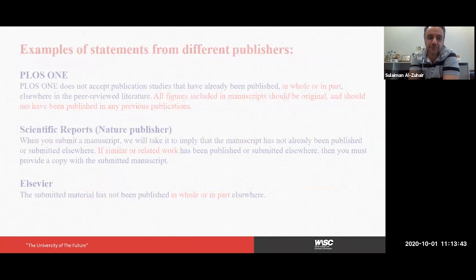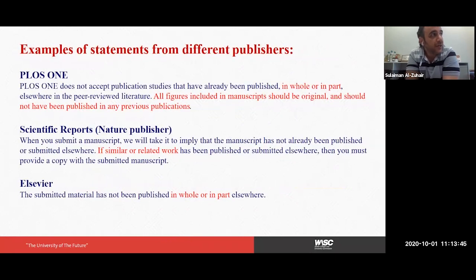I'll give you examples of what you sign on in a copyright form when you publish a paper. These are some of the examples, but every publishing house asks you to sign a copyright, and that's what is written. For example, PLOS ONE, which is one of the prominent journals, says: PLOS ONE does not accept publication of studies that have already been published in whole or in part. And that's the important point here, in whole or in part.